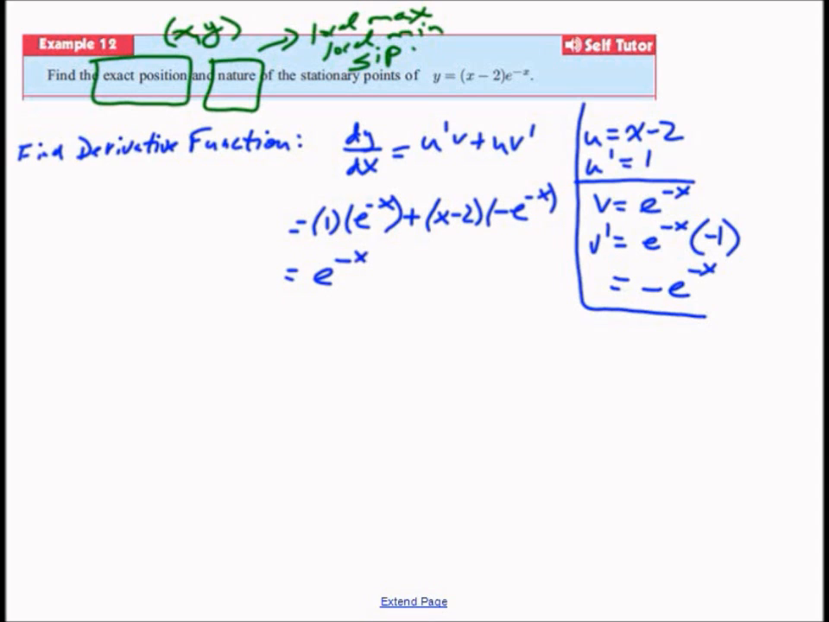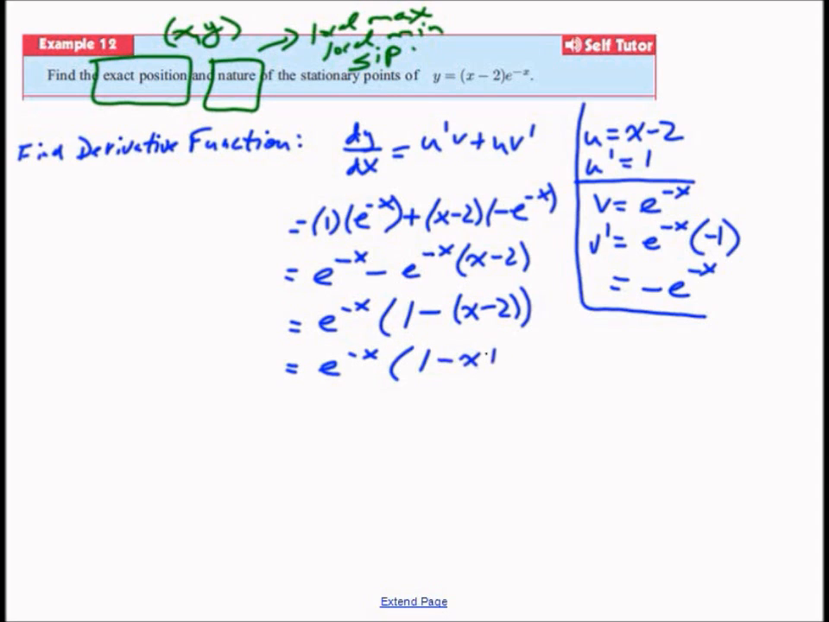Simplify: e to the power of negative x, subtract e to the power of negative x times (x minus 2). We can factor out an e to the power of negative x. 1 subtract (x minus 2). So 1 subtract x plus 2. 3 subtract x. Another way of writing this would be (3 subtract x) over e to the power of x. So you can see that your algebra skills need to be right up to date in order to solve these questions. That's the derivative function.